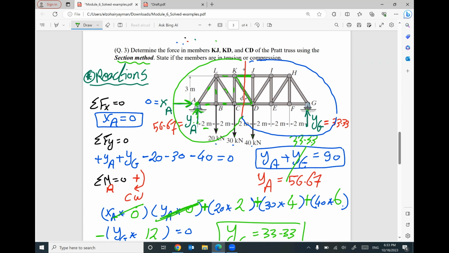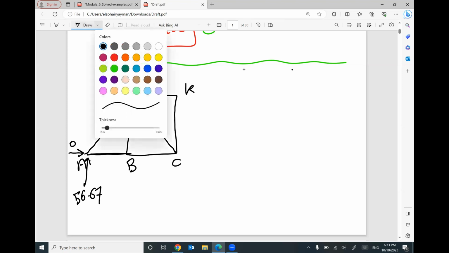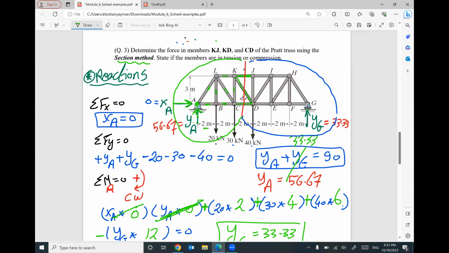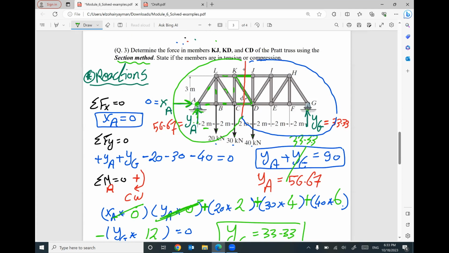I have two reactions at A. One vertical reaction equals 56.67. I have a horizontal reaction here equal to 0. I am given two vertical forces at B and C, 20 and 30. Nothing else, but keep in your mind.